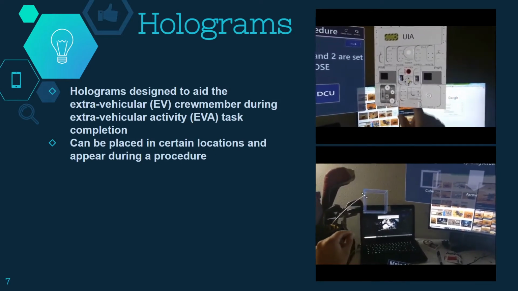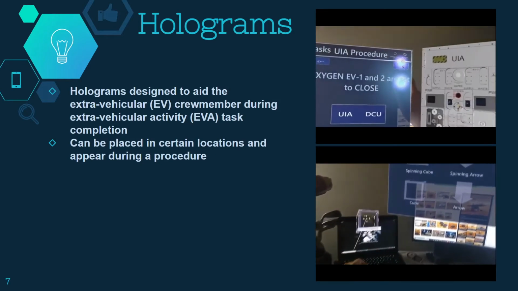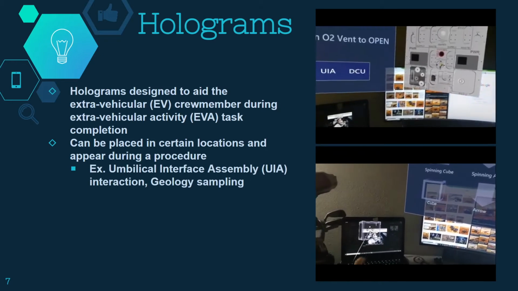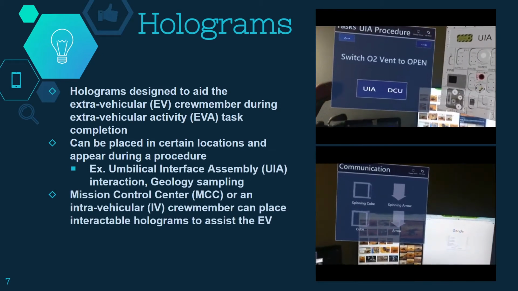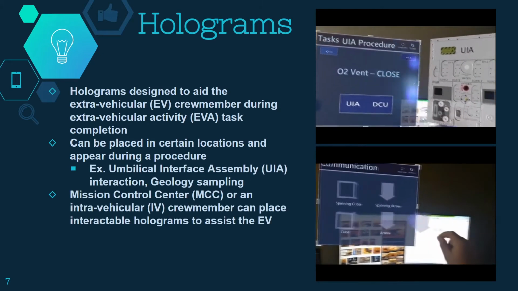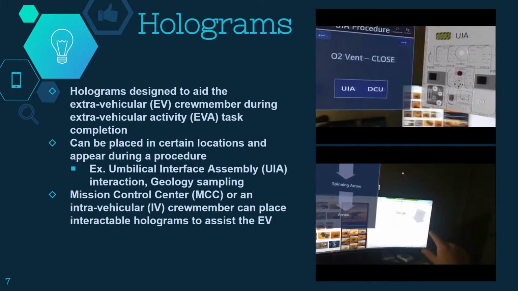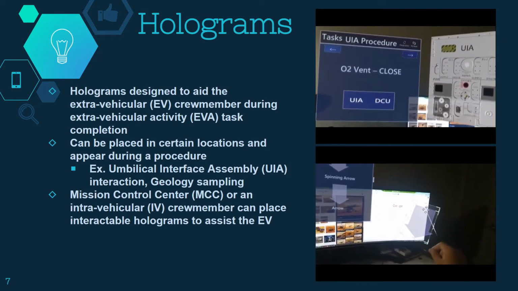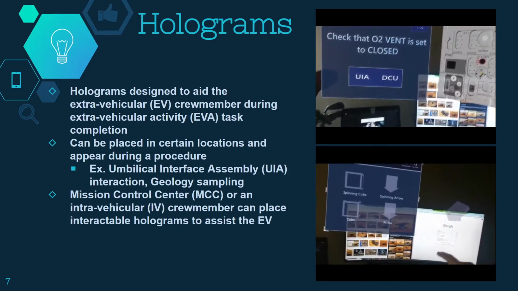Seen in the second video are the interactable box and arrow holograms. These holograms can be placed based on the procedure or by the remote user to indicate position or highlight certain items. For example, this video shows the user dragging the appropriate hologram off the UI panel and placing it into the view of the astronaut. These holograms can be manipulated and placed to indicate specific areas to assist the astronaut.